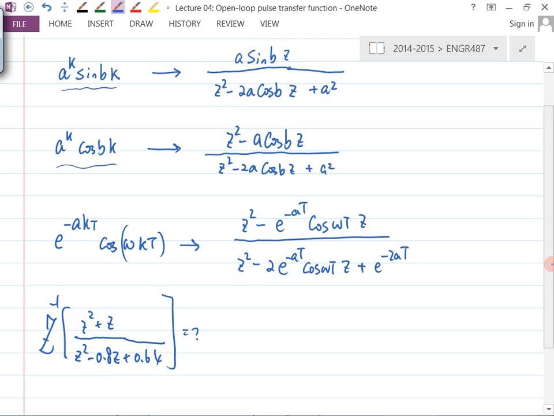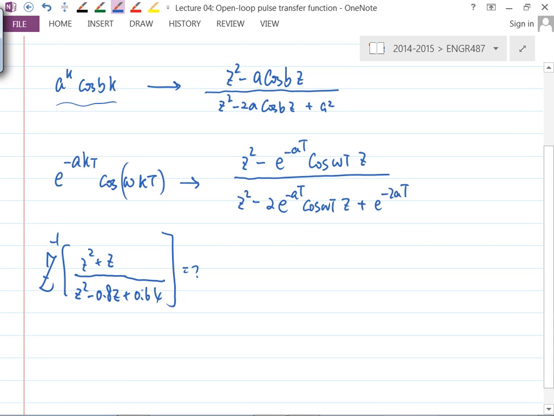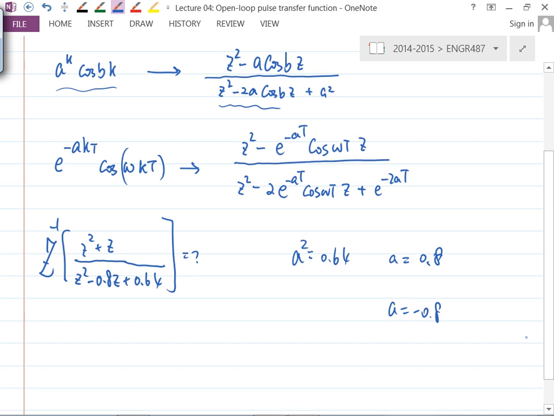During the process, we look at the denominator and compare it. We said, look at that, a squared must be 0.64, right? So I said a must be 0.8. So I had a question to myself: can a be negative 0.8? Remember that? Okay, so the answer is yes.